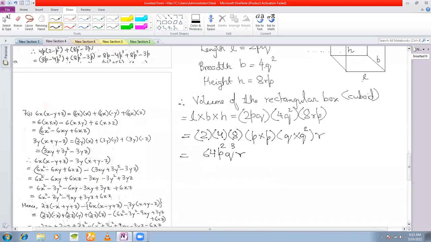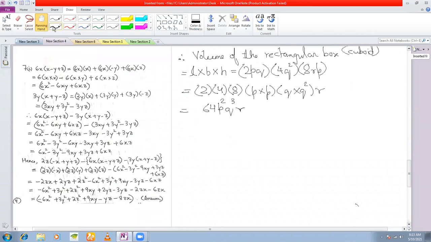Since no unit is given, centimeter, meter, or nothing is given, we simply leave it at this. We don't give any unit. But what is the unit of volume? If I give you the length, breadth, and height in centimeters, what should be the unit of the volume? Cubic centimeters, or centimeter cube, right? If the length, breadth, and height are all given in meters, then your volume will be in cubic meters or meter cube.